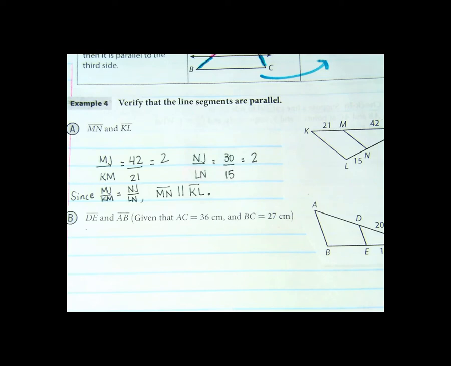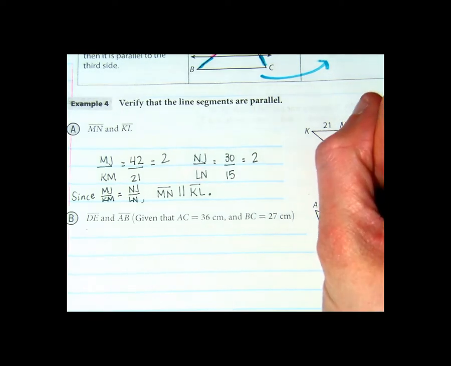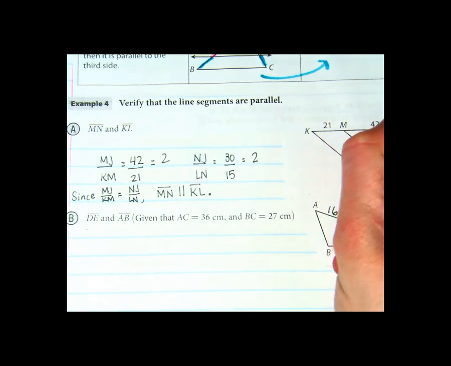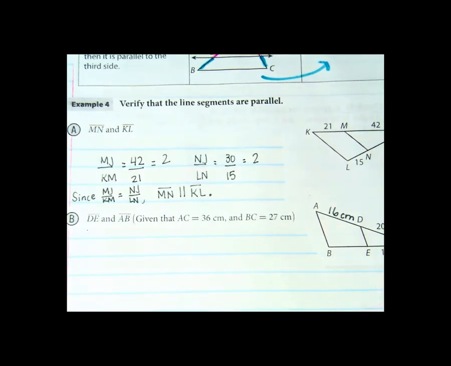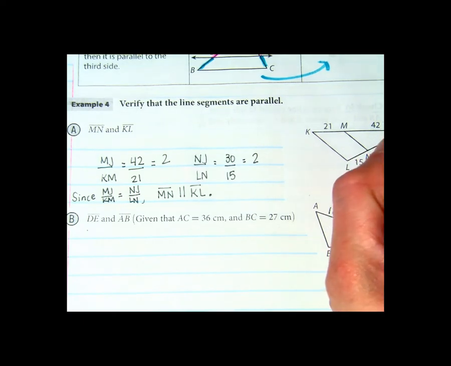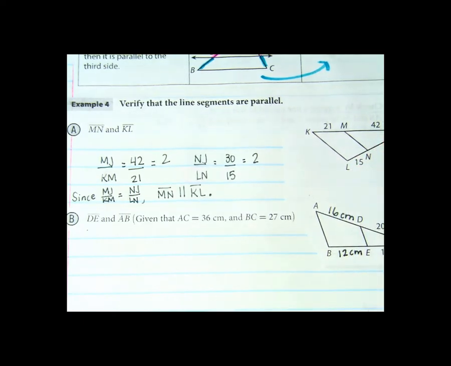What do you need to do for letter B before you start solving it? Yeah, and how do you find AD? 36 minus 20, so it's... And how about BE? 27 minus 15, you said, is 12. Alright, I want you guys to do letter B and number 9.